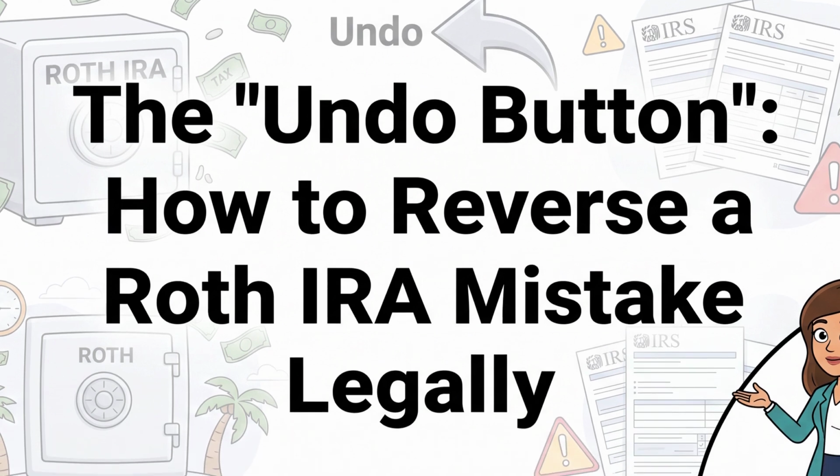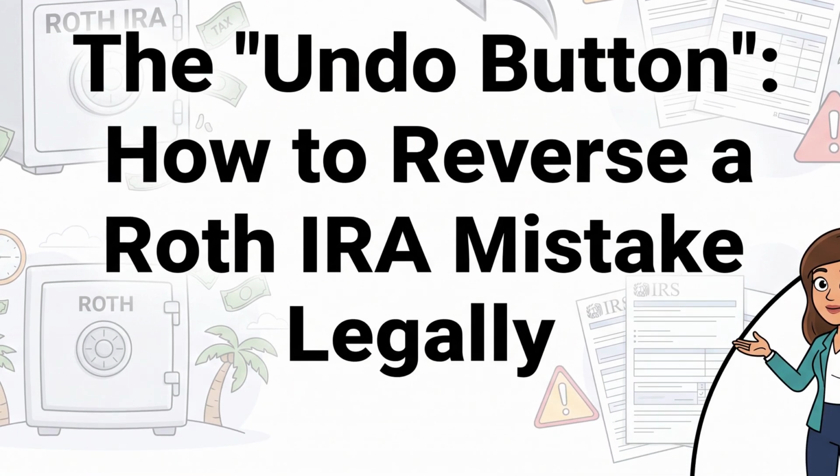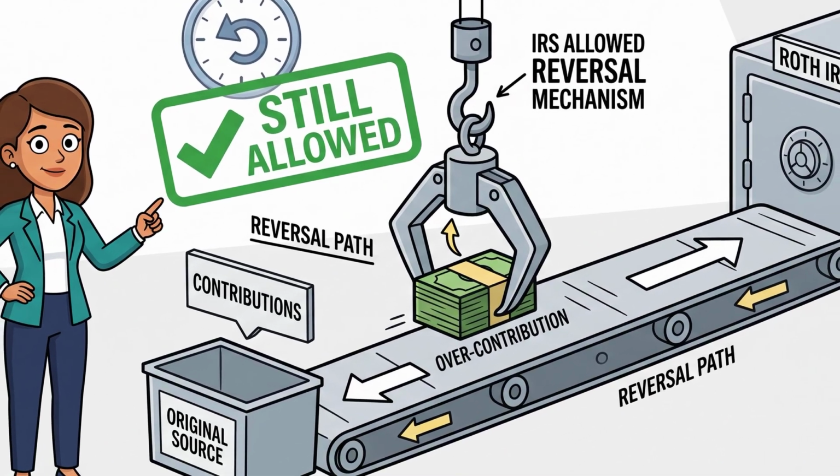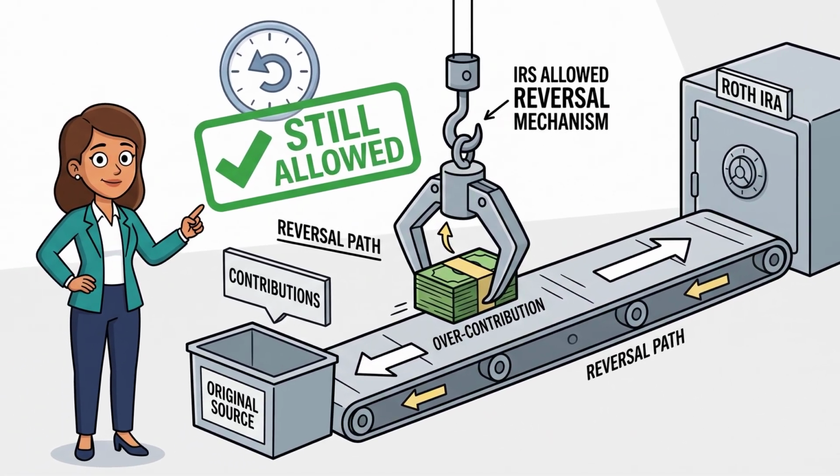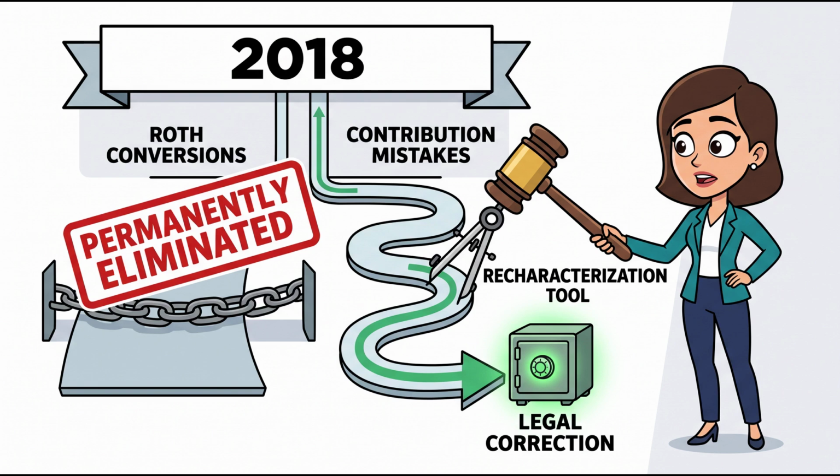The undo button. How to reverse a Roth IRA mistake legally. This is what the IRS still allows you to reverse when it comes to Roth IRA contributions, what it permanently eliminated starting in 2018, and how recharacterization works as a legal correction tool for specific contribution mistakes.